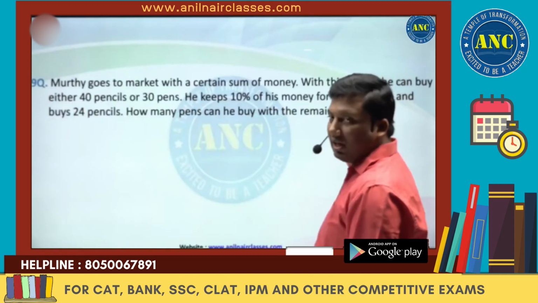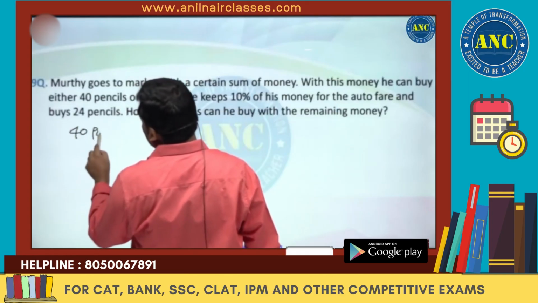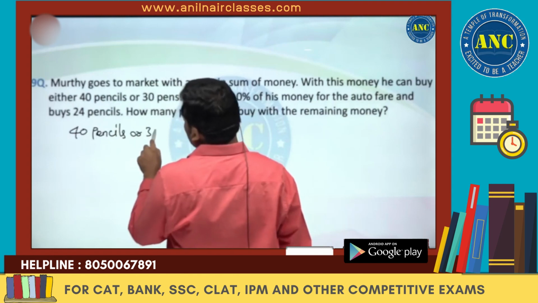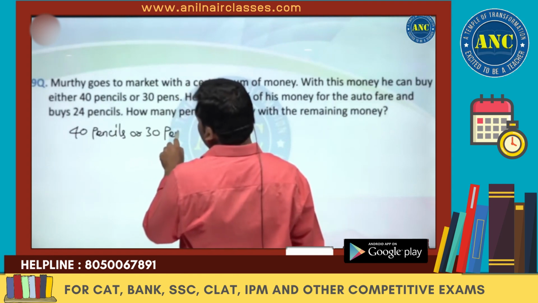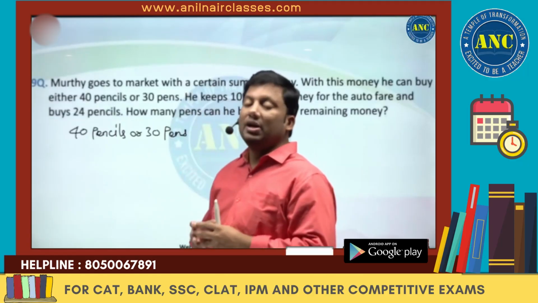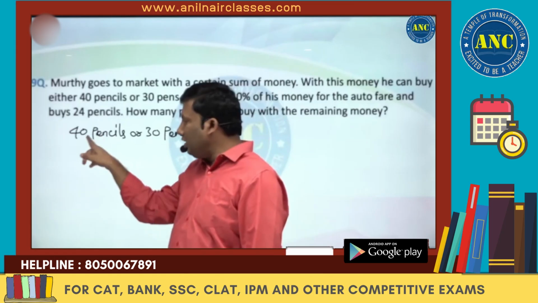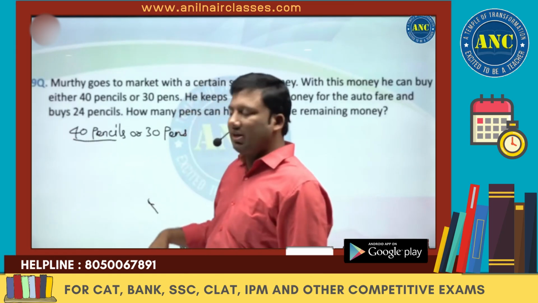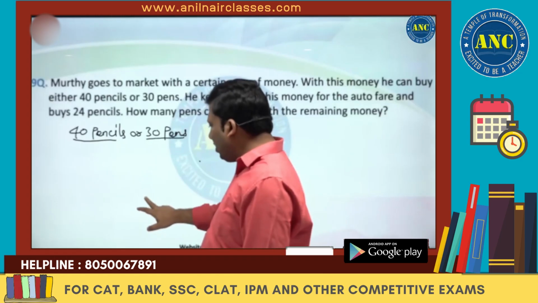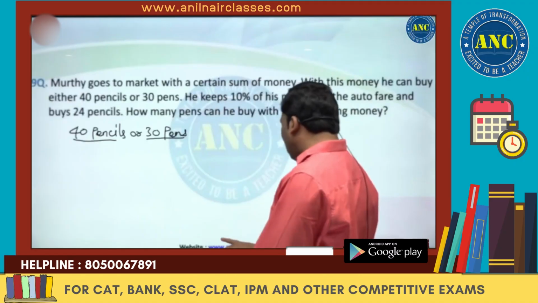With this money, he can buy either 40 pencils or 30 pens. He went to a shop with some money. We do not know how much money, but we definitely know that he is purchasing 40 pencils or 30 pens. So we do not know how much money.